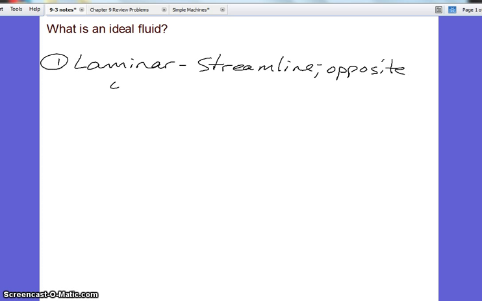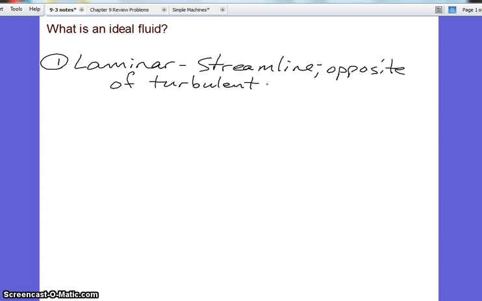The first thing that makes something an ideal gas is that it is a laminar flow. Another name for laminar flow is that it is streamlined. Now, the opposite of streamline is turbulent. So, if that helps, it is the opposite of turbulent.